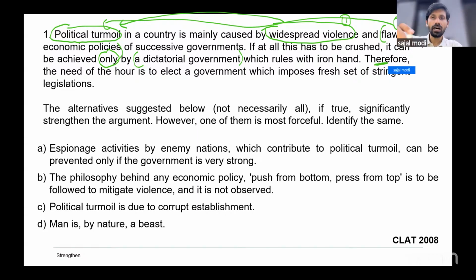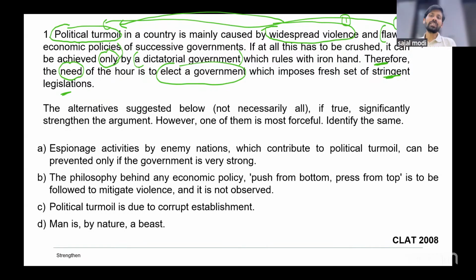Therefore, the need of the hour again points to the necessity of the time. The need of the hour is to elect a government which imposes a fresh set of stringent legislations. So the need of the hour is to elect a government which imposes a fresh set of strong legislations.